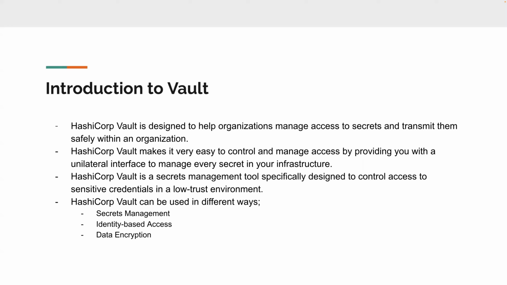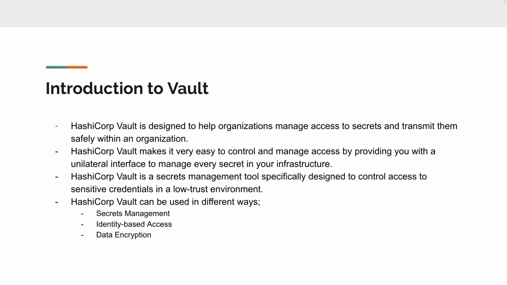When we say low trust environment, what does it mean? It means an environment where we don't depend much on people. There is a zero trust environment, a low trust environment, and a high trust environment. In a high trust environment, we basically rely on people, whereas in a low trust environment, we rely on the processes or tools in place for secret management.